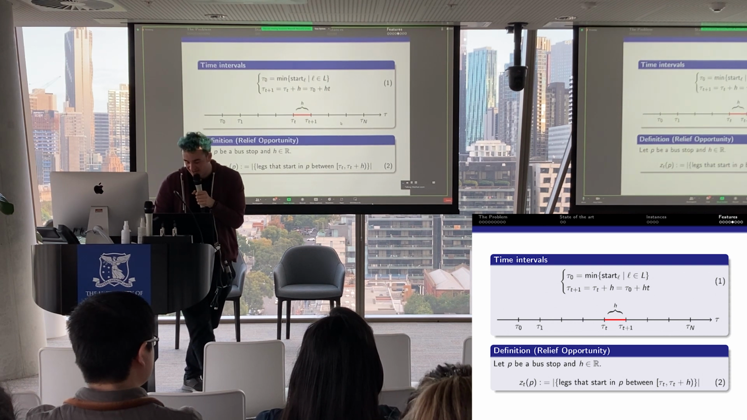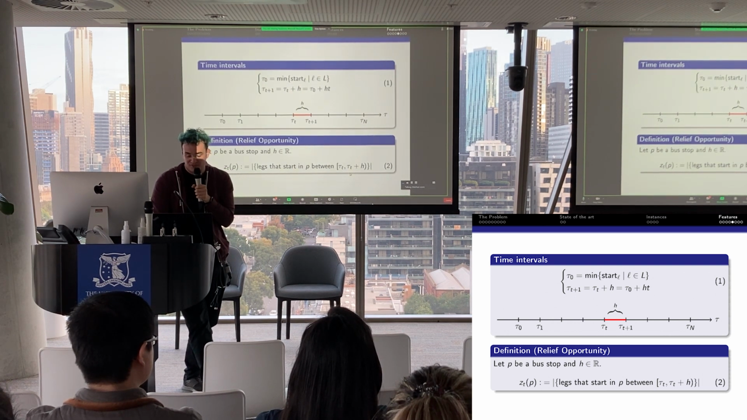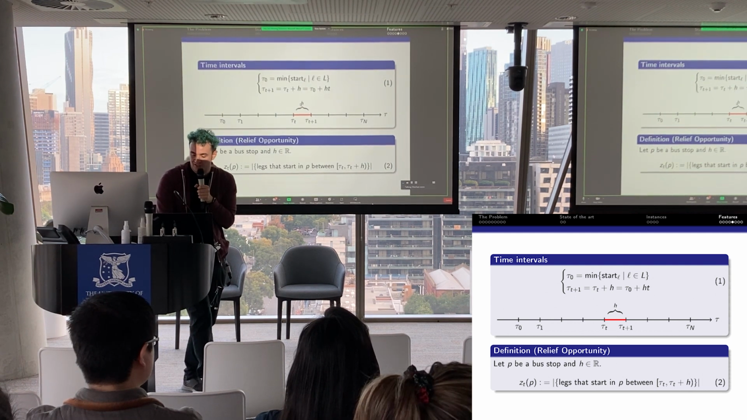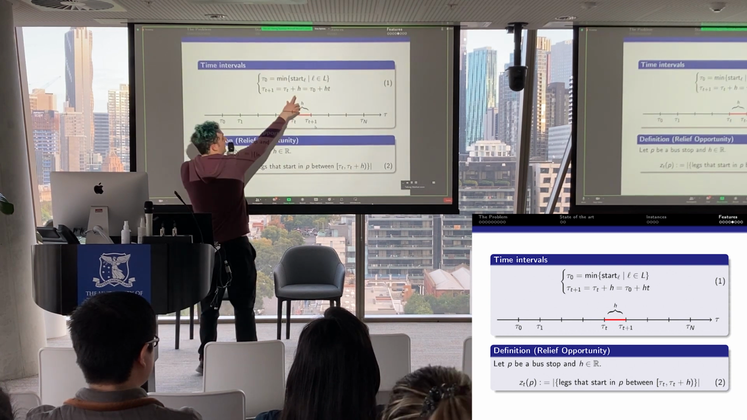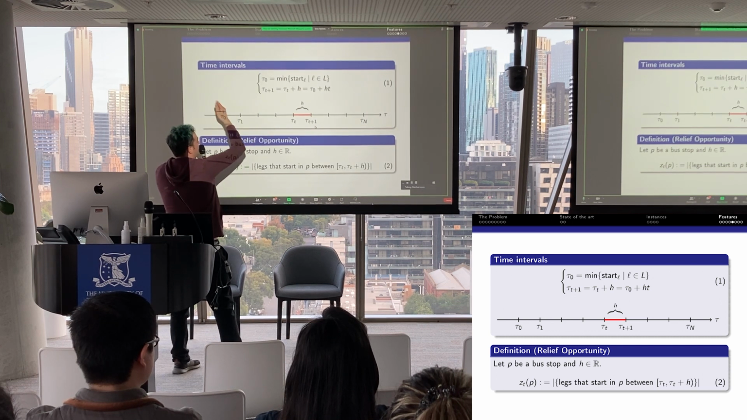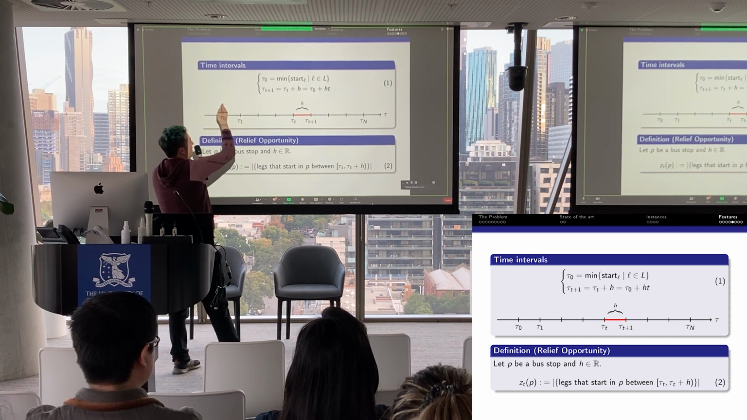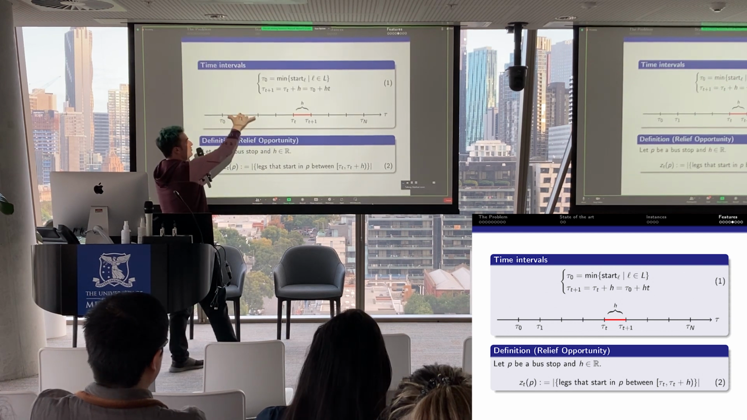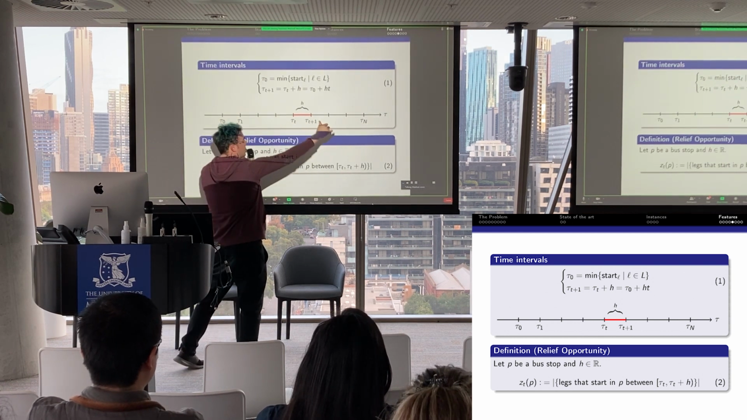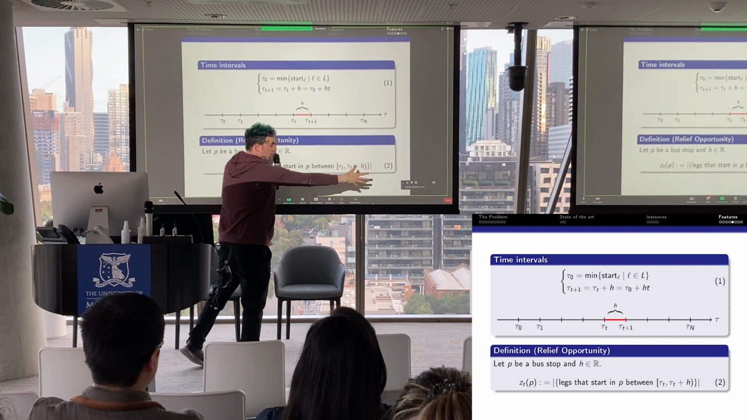Now, I just realized that I made a mistake because I called two different things with the same name. So this H should be something else. Please think about this H not as the same H here. The idea is that this H can be very small. Maybe we divide the entire day into minutes, so every minute we evaluate, for a position, how many relief opportunities there are. Instead, this H is like 1 hour.